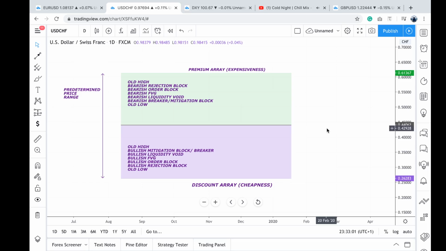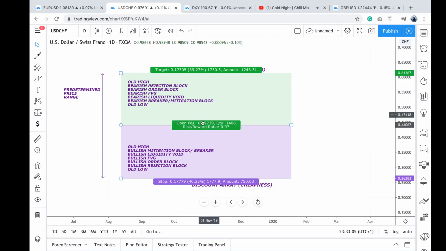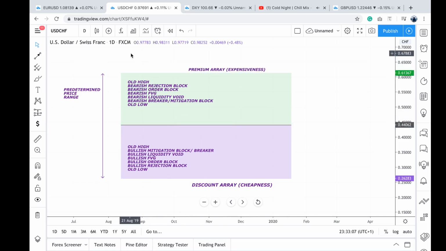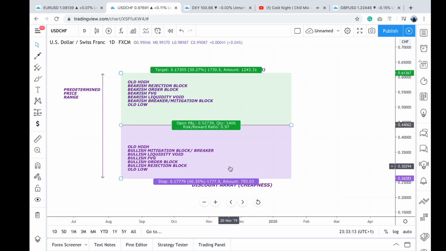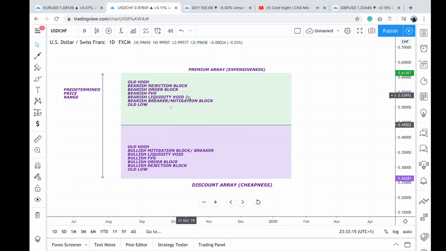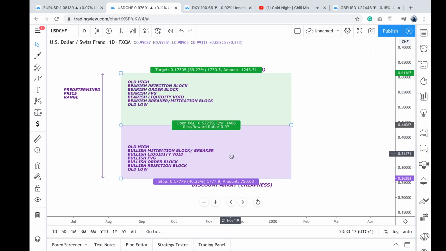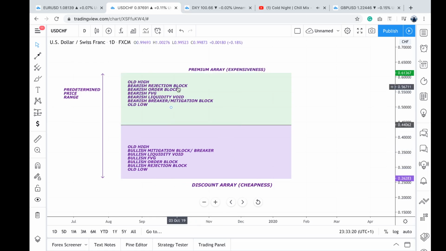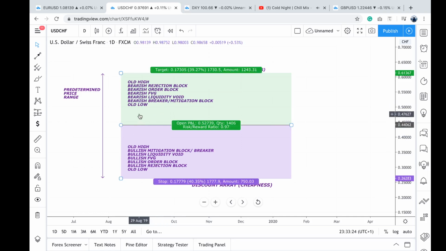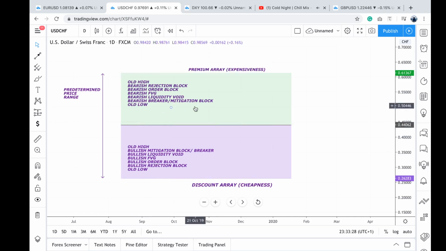And what do I have as institutional reference points on the premium area? So we've got, basically, in order of appearance. So take note of this. Okay, in order of appearance on your chart, you've got old low. So if price is moving from a discount area up to a premium area, from cheapness to expensiveness, right? So the first thing price is going to approach, should that be there, is old lows. Once price goes past old lows, the next target is a bearish breaker slash mitigation block.